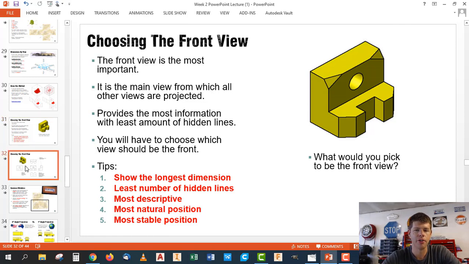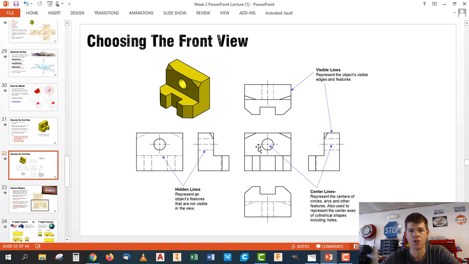If you're cheating, you can probably look down here and see the finished drawing. So they're determining that this front face right here, this is the front view. And then from there, you can see all the other views that come off of that.